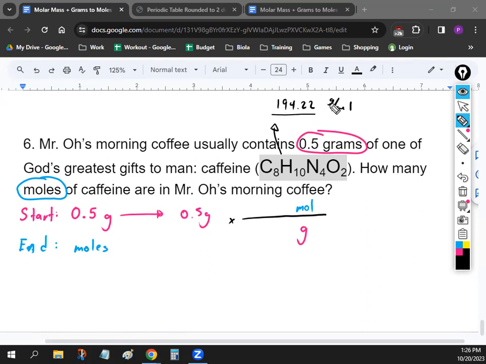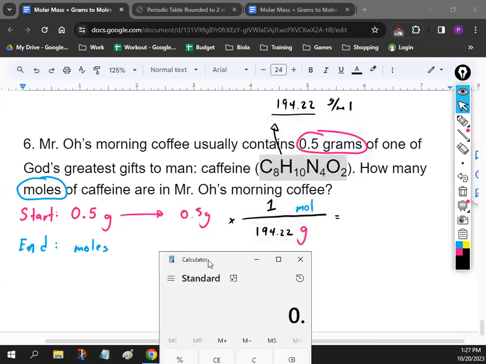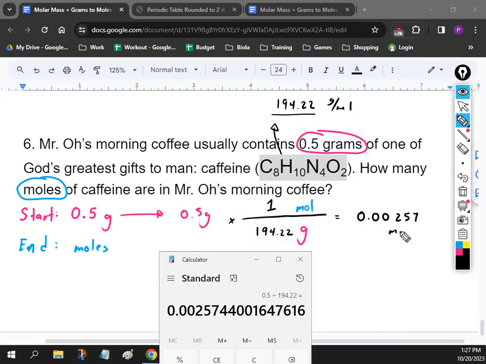194 is next to grams, so we put it next to grams on the bottom of the fraction. And then it's going to be 1 mole on the top. All right, so we can punch this into our calculator now, and we're all done. So 0.5, and then you divide by 194.22. And so you get your final answer, which is 0.00, and then let's just cut it off at 257. And the answer is going to be in moles. Yeah, when you're using molar mass, it's always 1 next to the mole.